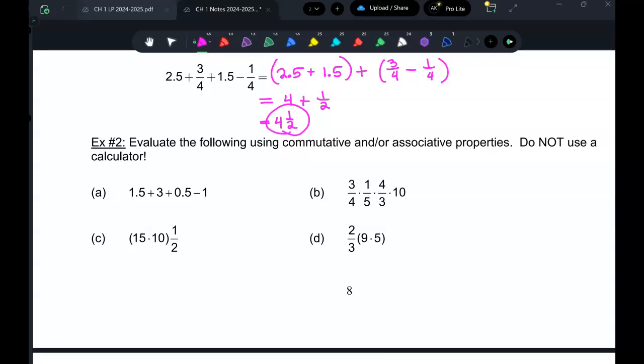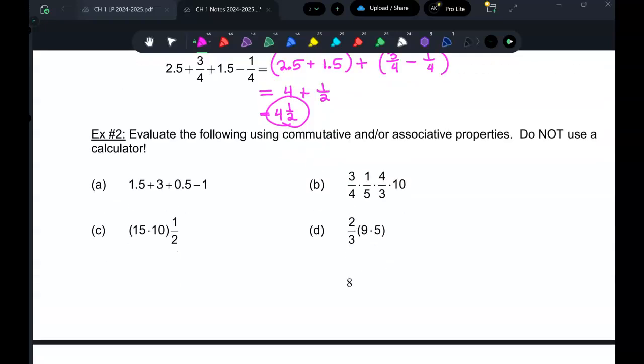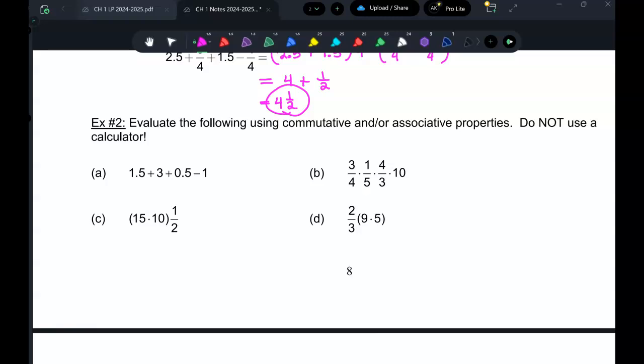Okay, so we're going to do the same thing for these last 4 examples. I want to switch some things around. What do I want to switch? I want to put the decimals together. Is that minus 1? It would be minus 1. 1.5 plus 0.5, you'll get 2. So instead, you get 2 plus 3 minus 1. So 2 plus 3 is 5, minus 1 is 4.